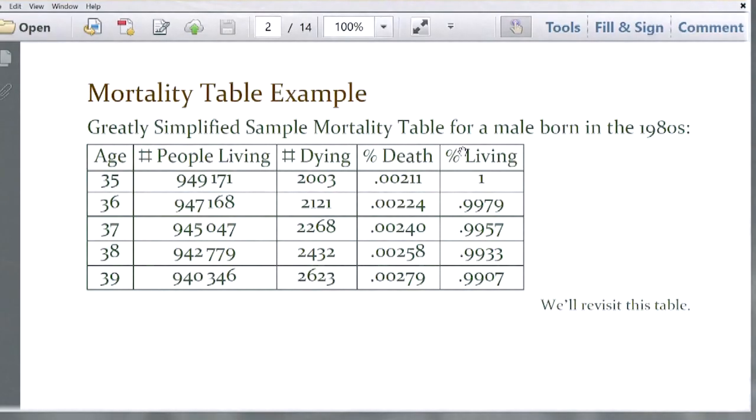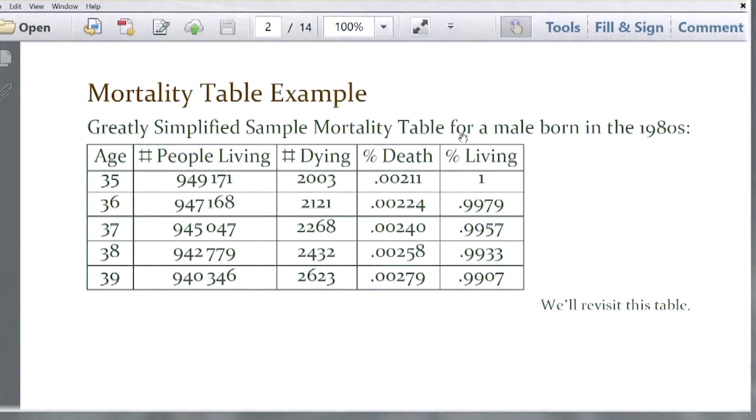So in this particular example, this is a mortality table for men born in the 80s, and you have ages in the first column: 35, 36, 37, 38, 39. Then the next column is number of people living. The third one is number dying. Then percentage of death and percentage of living. So those are the five columns.